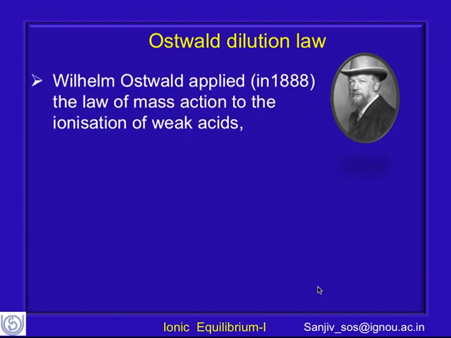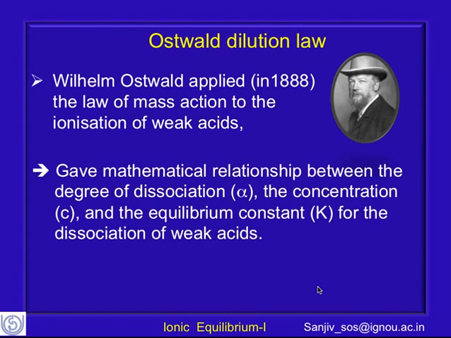Basically, what Ostwald did way back in 1888 is he applied the law of mass action to the ionization of weak acids. By using the law of mass action on the equilibrium obtained as a consequence of ionization of weak electrolytes, he formulated a relationship between the degree of dissociation, because that's the term he used there, though we're talking about ionization now.